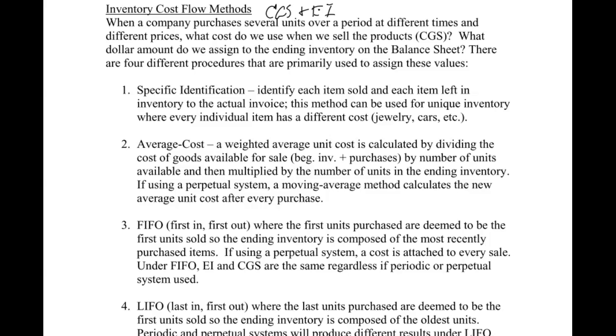You think about a car dealership. If you go to a new car lot, they have the invoice, the stickers on the window. That's unique to each car, so they know specifically what's being sold. As far as this chapter, you typically won't have specific identification show up in a problem, but you will have the next three. So let's talk about those in a little more detail.